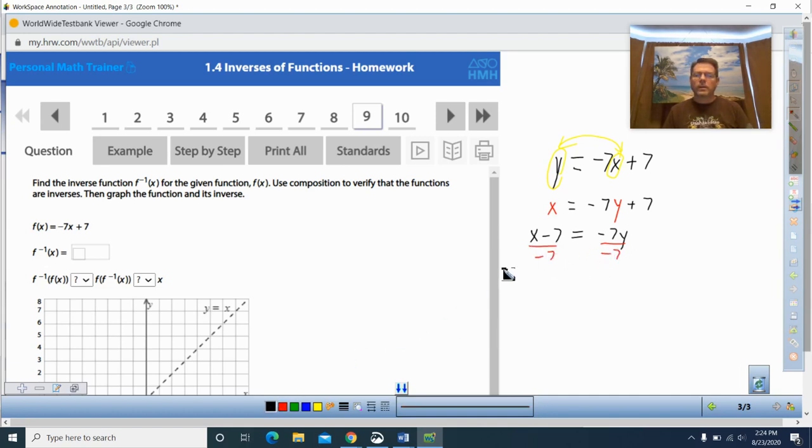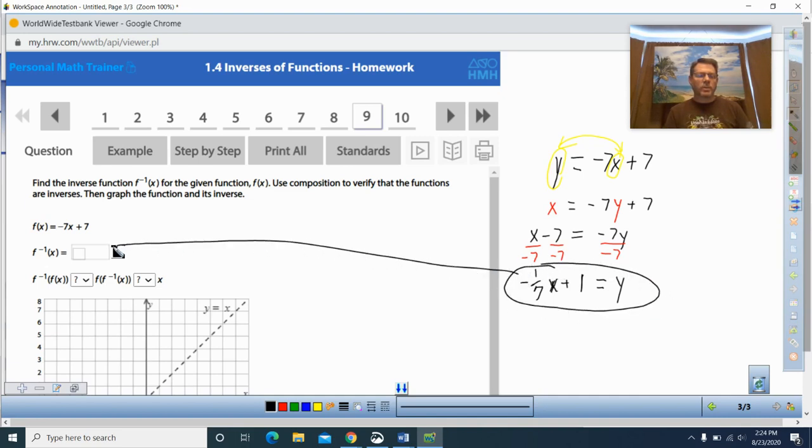And I'm going to separate this out, because I think we're going to need them separate for graphing purposes, to make it easier. So let's do it separate like that. That's going to leave you with -1/7 x plus 1 equals y. Okay, so there you go. Now, this is what would go into that first blank. That'd be all good. Now, what's all this other stuff?